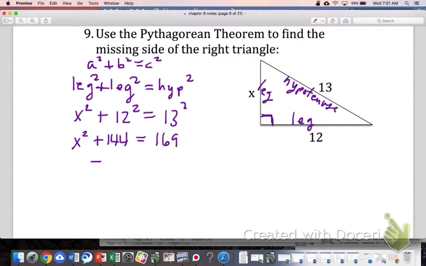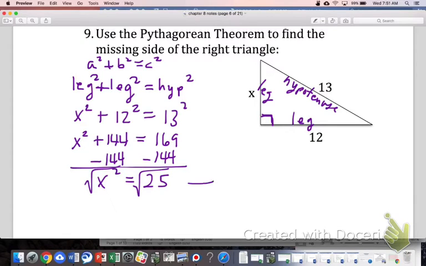If I'm trying to get the x by itself, I'd subtract 144 from both sides. Again, I'm not going to lose my equal sign. I'm going to maintain that right there. And finally, I get to this x squared equals 25. How do I get rid of the squared? Do a square root. And this was kind of the new thing from last time. So we do a square root of both sides. And because this is the side length of a triangle, we go with x is equal to positive 5 for that missing side, that missing leg.